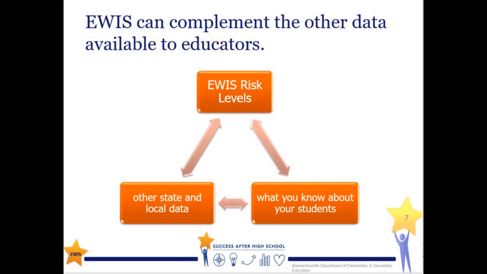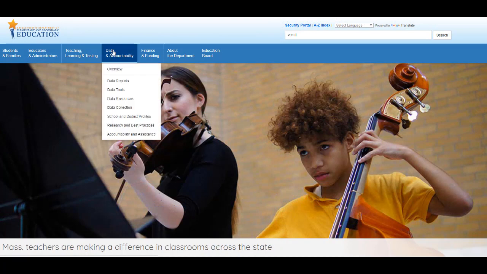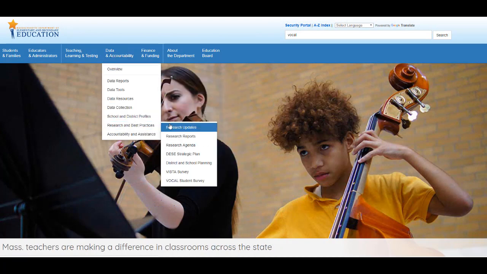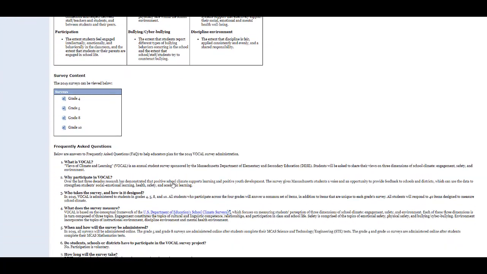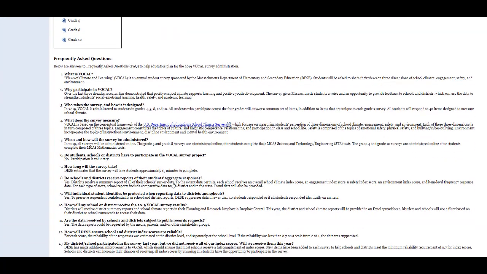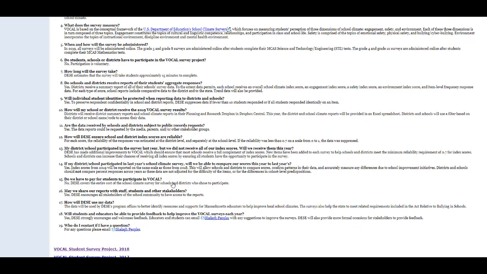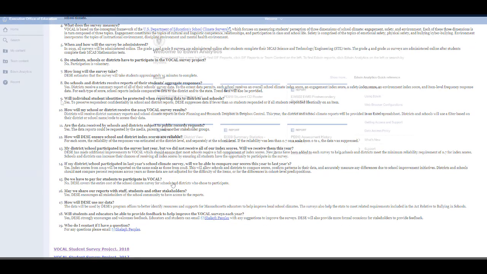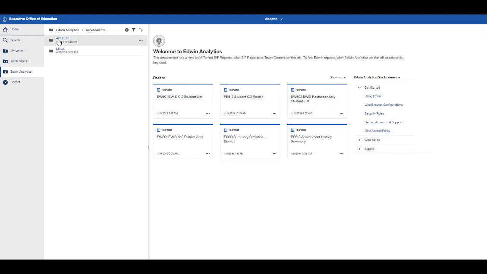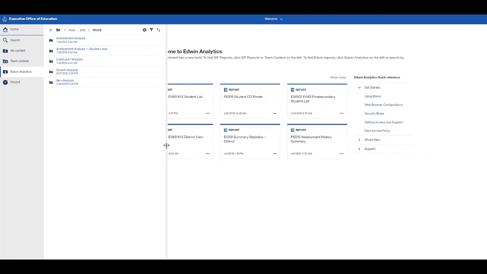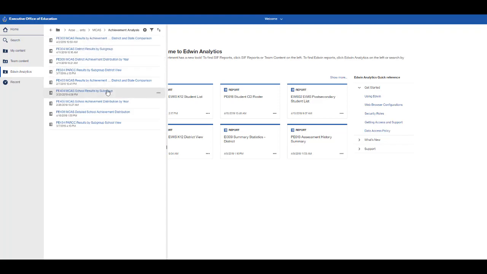Educators and counselors may draw on multiple sources of data in other contexts to build their understanding of causes of risk. This can include surveys that capture student voice. For example, Vocal or other school climate surveys. Vocal is an annual survey sponsored by the department where participating students share their views about school climate and learning. Educators may also wish to examine MCAS details in Edwin or interim assessment data to understand and address any learning gaps.